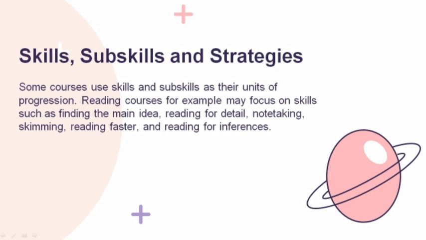A third way of defining a skill is to use levels of cognitive activity. The most well-known approach of this kind can be found in what is popularly known as Bloom's taxonomy. Bloom divides cognitive activity into 6 levels of increasing complexity. Number 1, knowledge. Number 2, comprehension. Number 3, application. Number 4, analysis. Number 5, synthesis. And the last, evaluation.